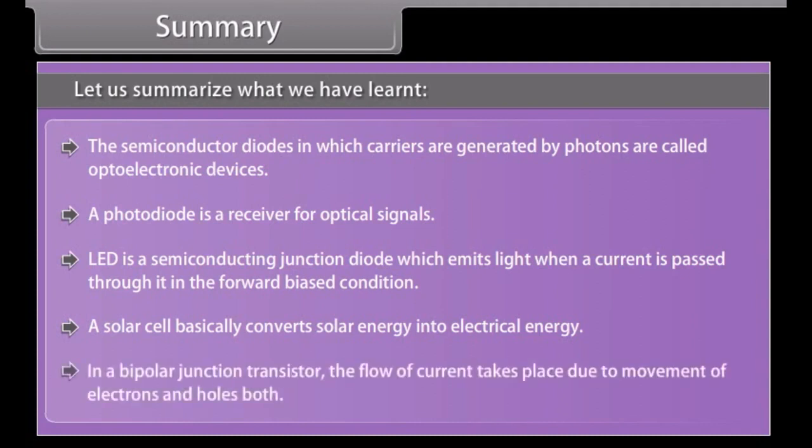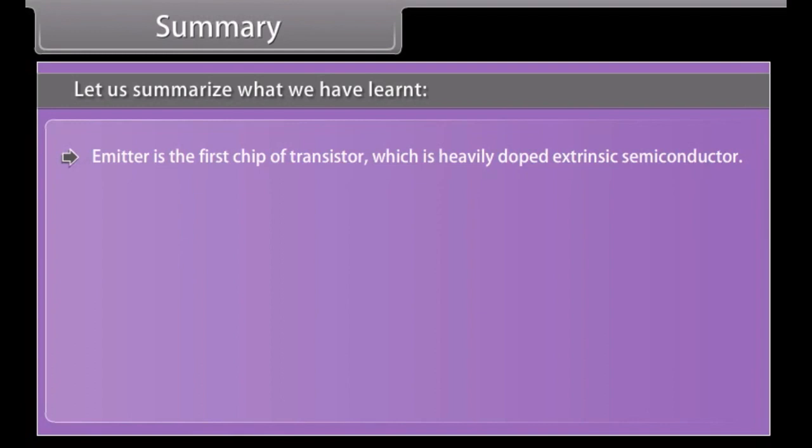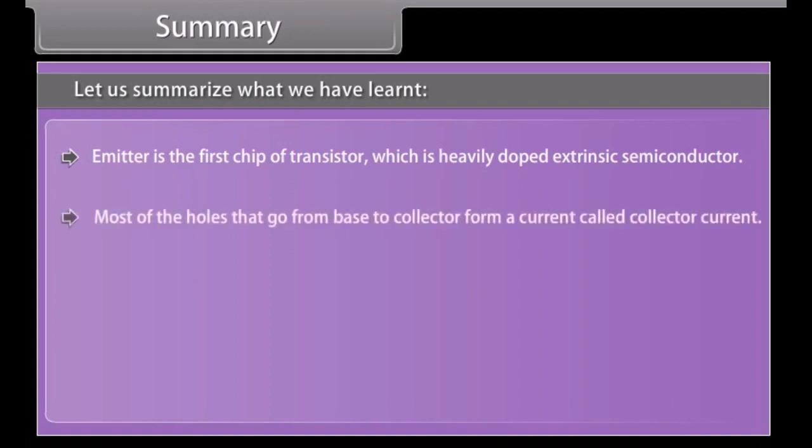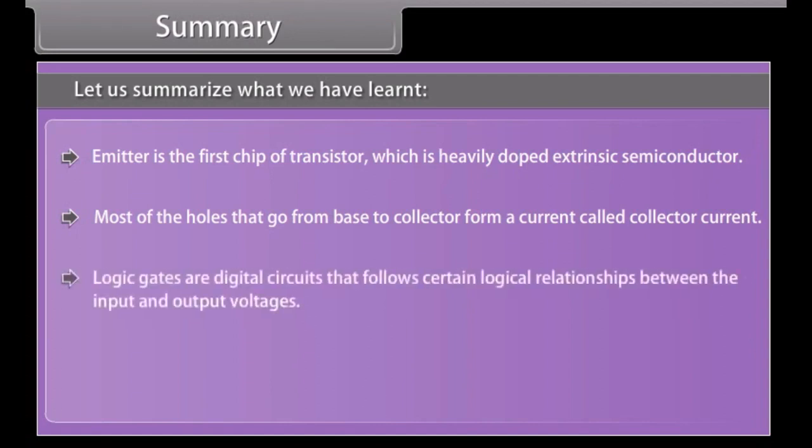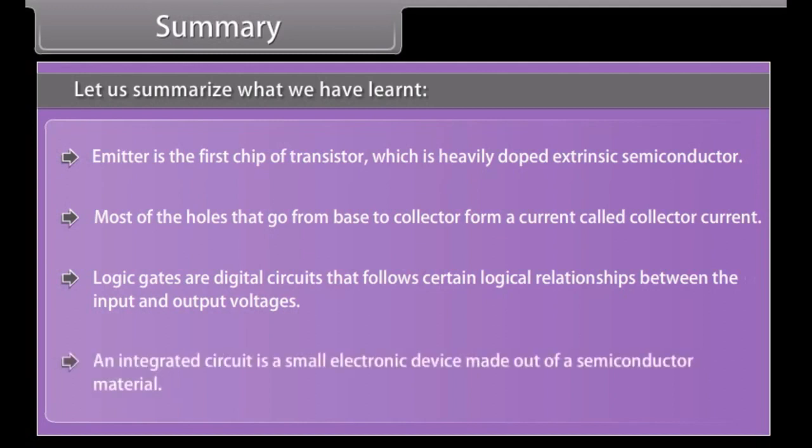In a bipolar junction transistor, the flow of current takes place due to movement of electrons and holes both. Emitter is the first chip of transistor, which is heavily doped extrinsic semiconductor. Most of the holes that go from base to collector form a current called collector current. Logic gates are digital circuits that follow certain logical relationships between the input and output voltages. An integrated circuit is a small electronic device made out of a semiconductor material.